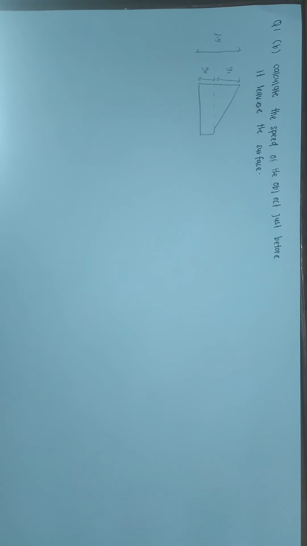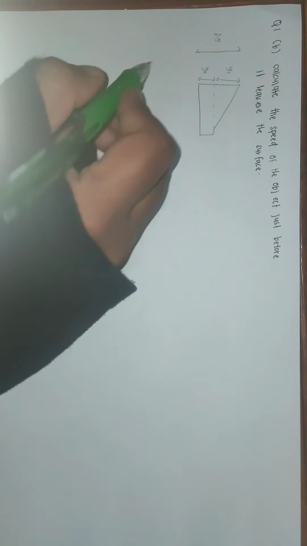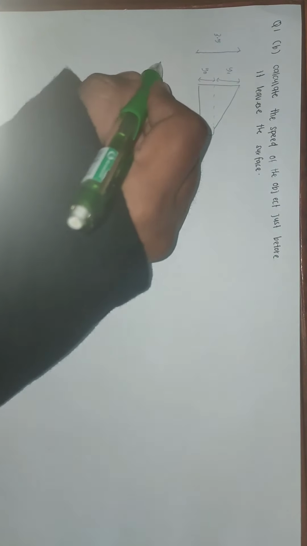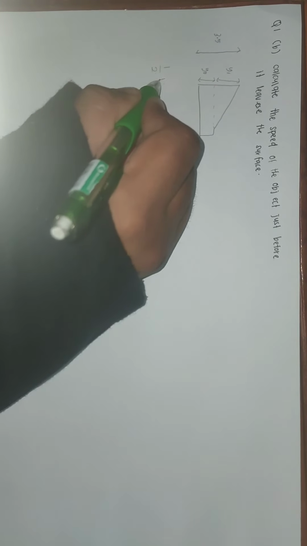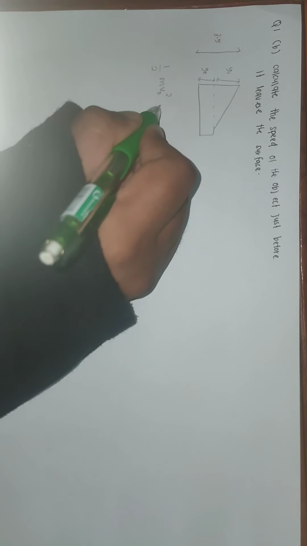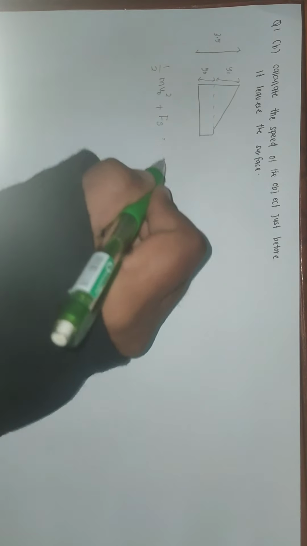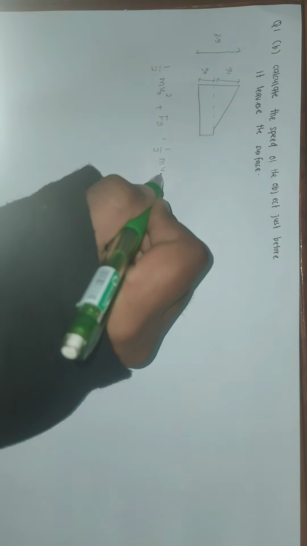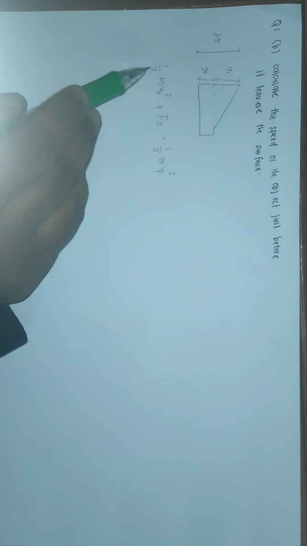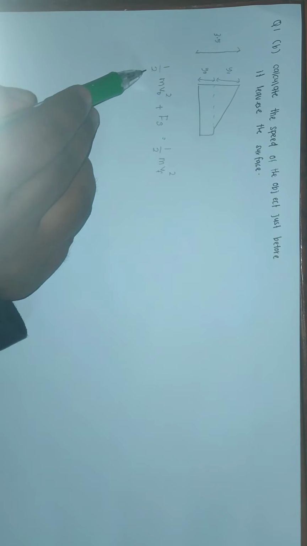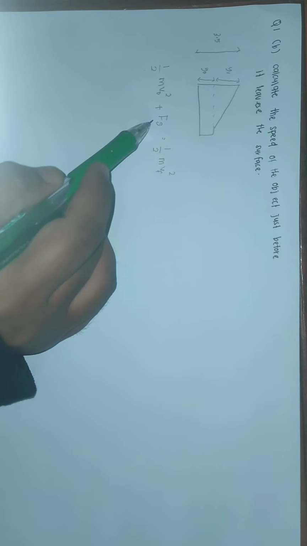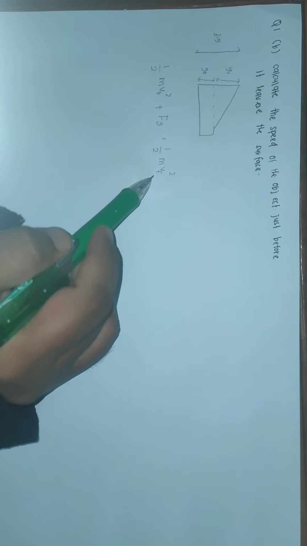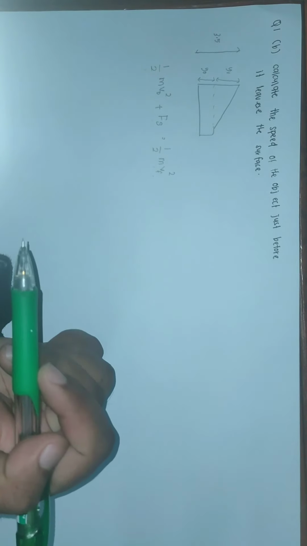For question 1 part B, we need to calculate the speed of the object just before it leaves the surface. For this question, we need to use the work-energy formula. The formula is 1/2 m v naught squared plus Fs equals 1/2 m v final squared. 1/2 m v naught squared is the initial kinetic energy, Fs is the work done, and 1/2 m v final squared is the final kinetic energy.